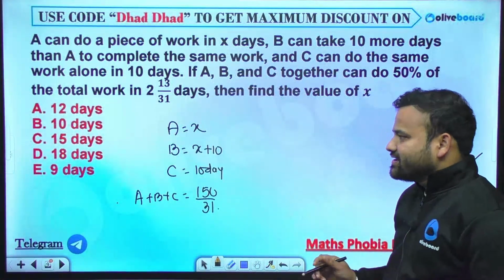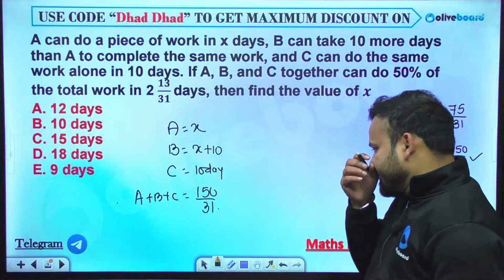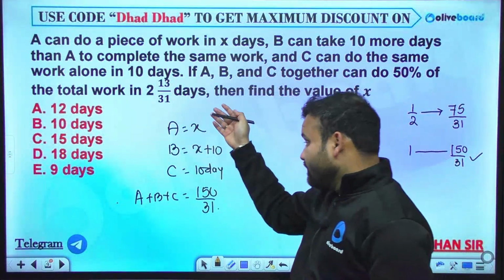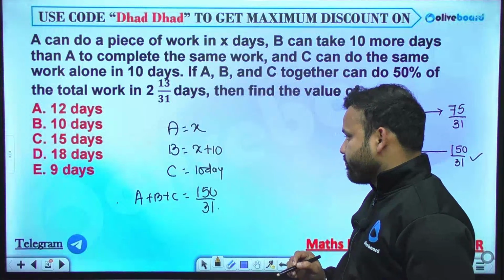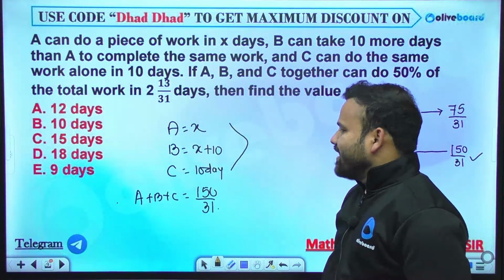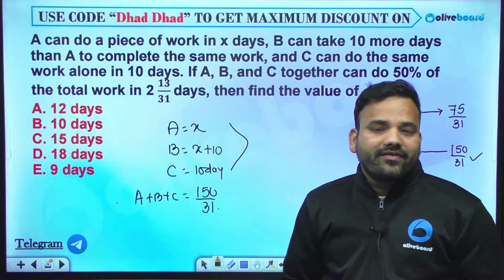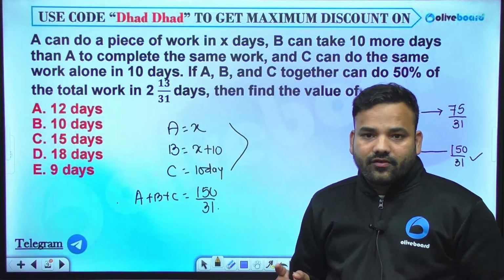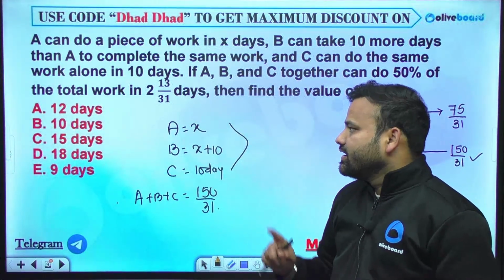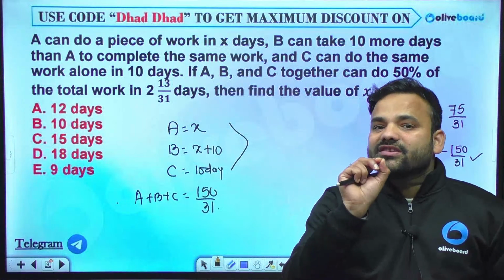Find the value of X. You need to find the value of X. See, in this type of question where it is not mentioned, what you can do is take the value of x and prove that it's 150 by 31. But how to prove it? Which option to take? See how I am eliminating the options.